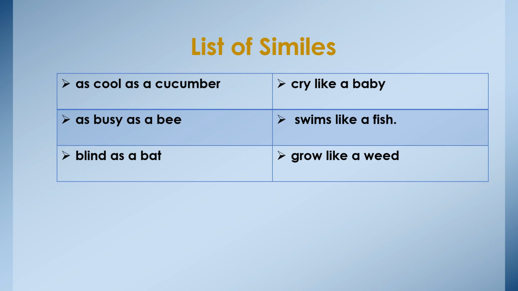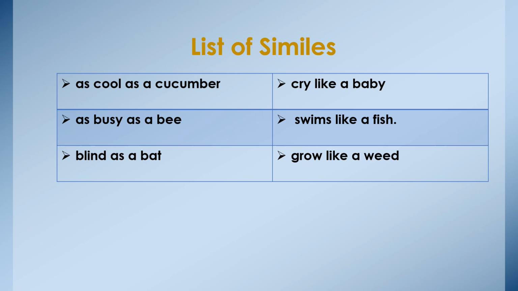Blind as a bat, meaning having very bad eyesight. Example, she is blind as a bat without her glasses. Cry like a baby. This simile is referred to a person who cries over petty issues. For example, when I cracked up my new car, I cried like a baby.